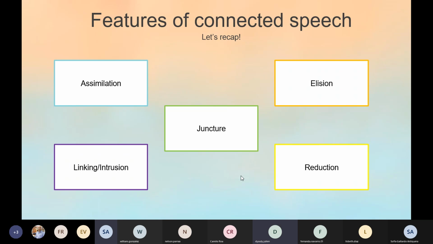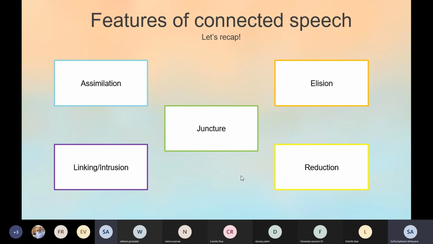Maybe, miss, assimilation is when we have two consonant sounds, for example t and p, and t comes to be pronounced like p, like two of the same consonant sound. I don't know if I'm explaining myself. Yes, it's correct, Jolie. It is correct.